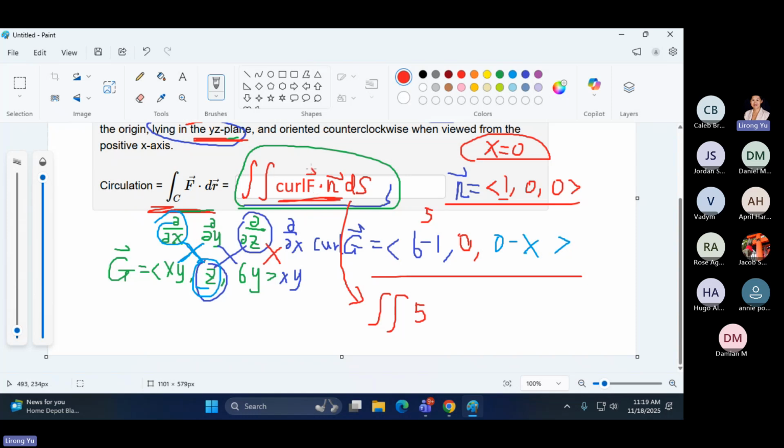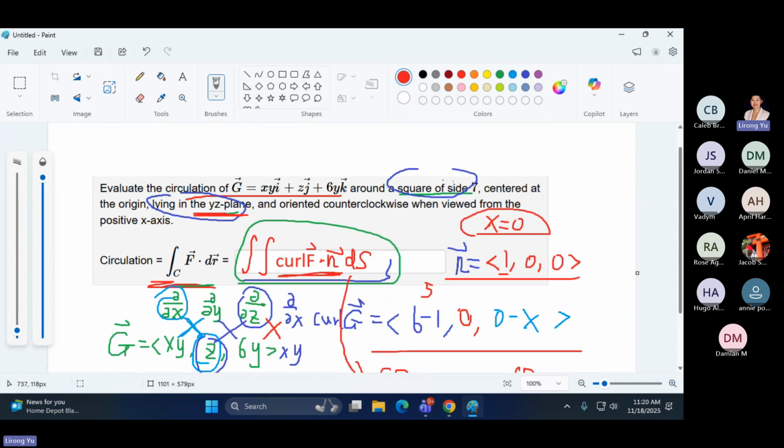The curl of the vector field is a vector, the n is a vector, but the dot product between two vectors is a number. So it's really a double integral of 5 and then ds. When the 5 is outside, the double integration of ds is typically the area calculation. So it's 5 times the area.